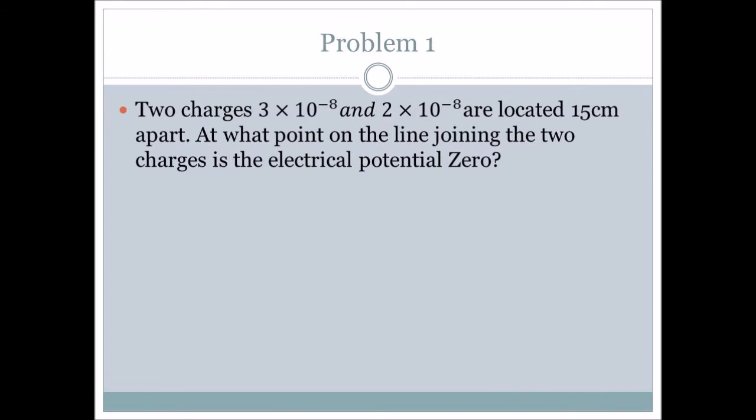Now let's discuss some numericals based on the above concept. So I am reading the first question. Two charges 3 into 10 raised to minus 8 coulomb and minus 2 into 10 raised to minus 8 coulomb are located 15 cm apart. At what point on the line joining the two charges is the electric potential 0? Take the potential at infinity to be 0.